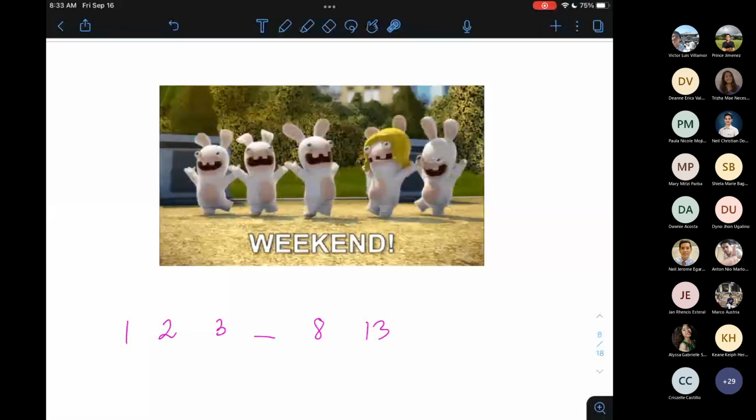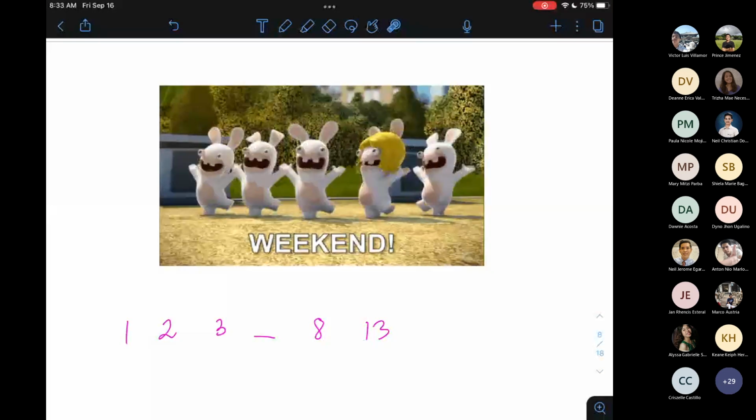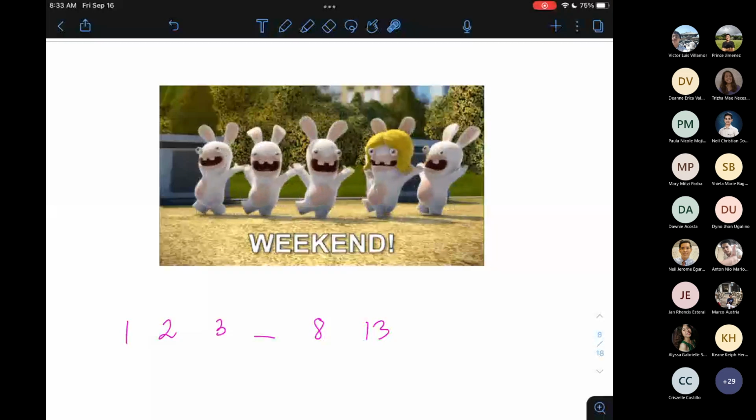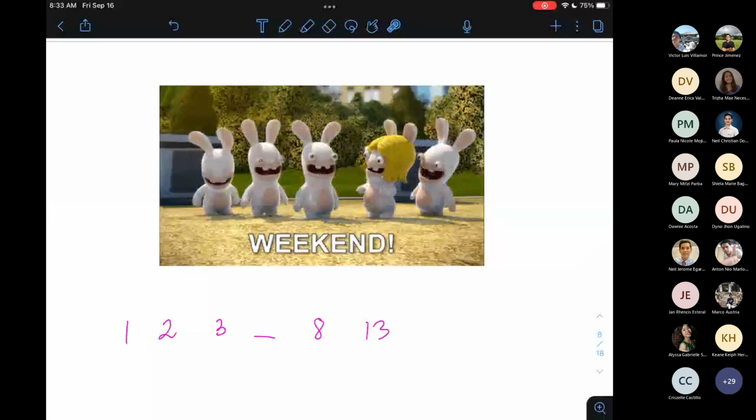Fibonacci. Oops. Yun yung problema sa Teams. Kailangan ko palang i-off yung chat box. Okay. There's a lot of you saying 5. Bakit 5? Okay, sige. Abuse the chat button for now.